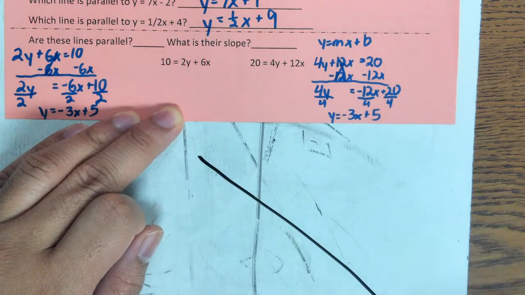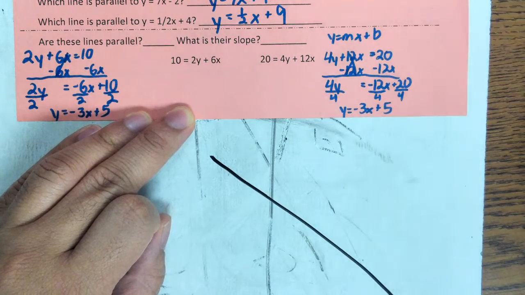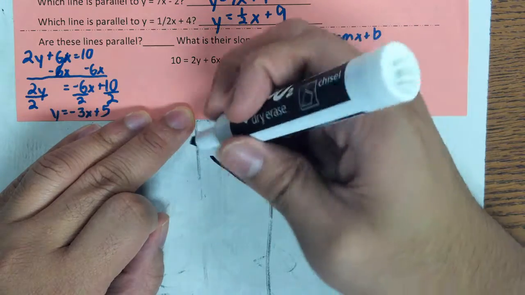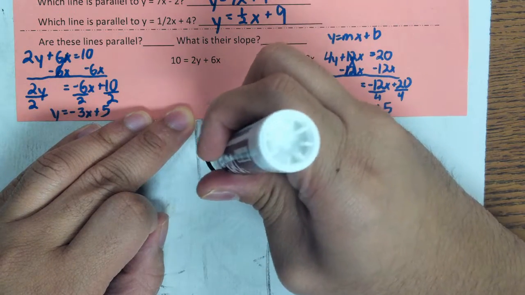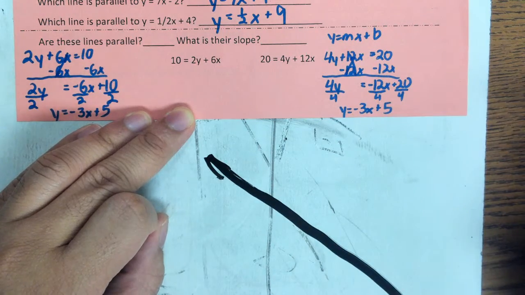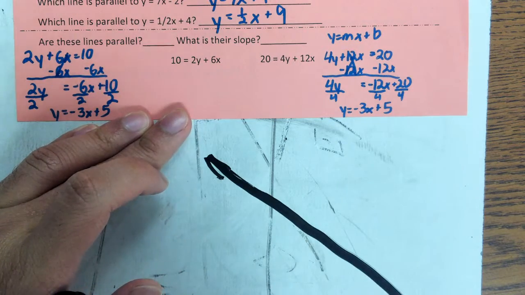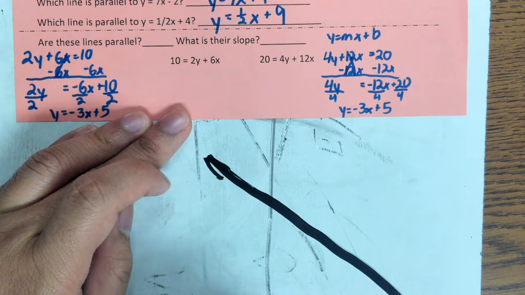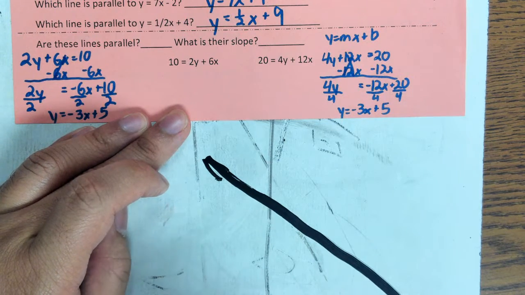Here's my first line, and my second line, since it's the same, it's going to go right on top of it. So we have two lines on top of each other. And again, our definition of parallel is they do not intersect. But two lines on top of each other, the exact same line, will intersect. They're intersecting everywhere.